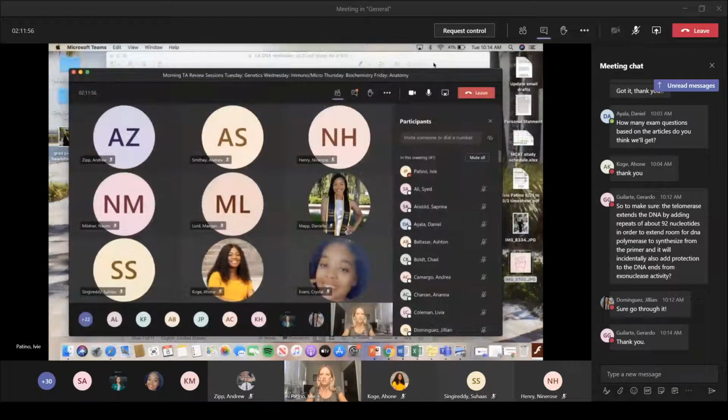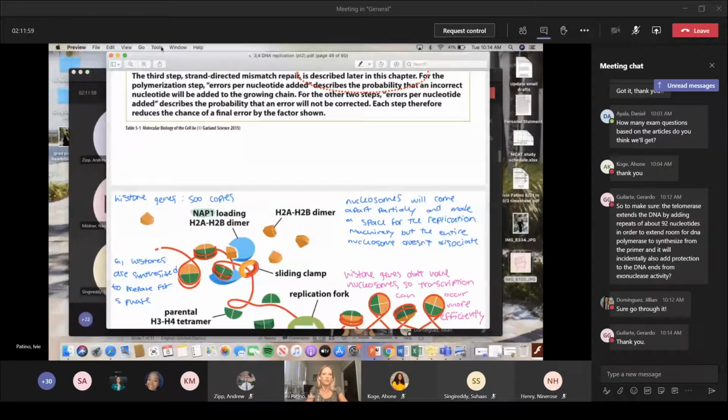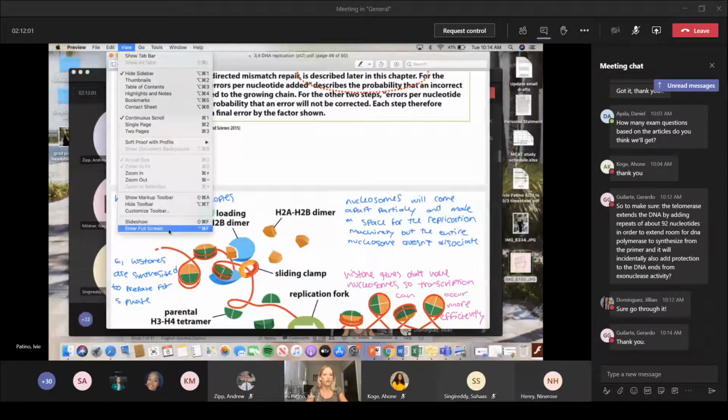Am I still screen sharing? Can somebody let me know if you can still see my screen? Yes. Okay.